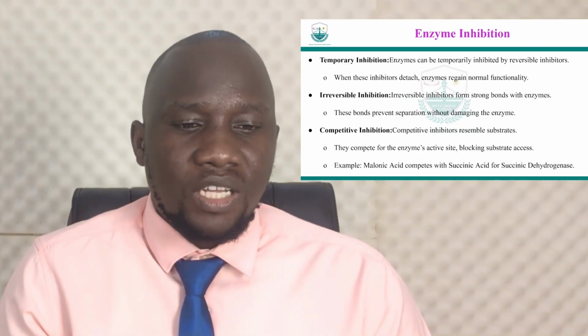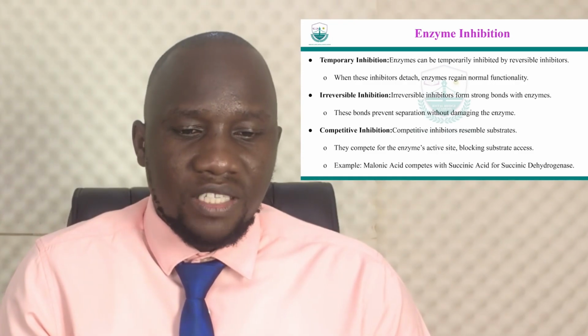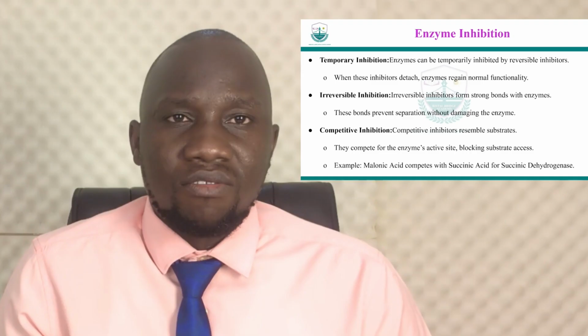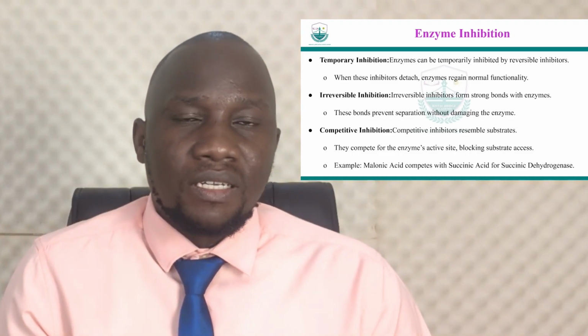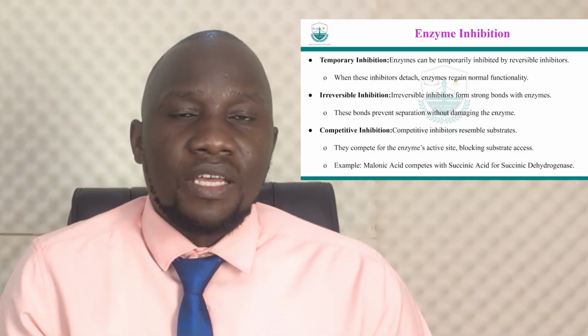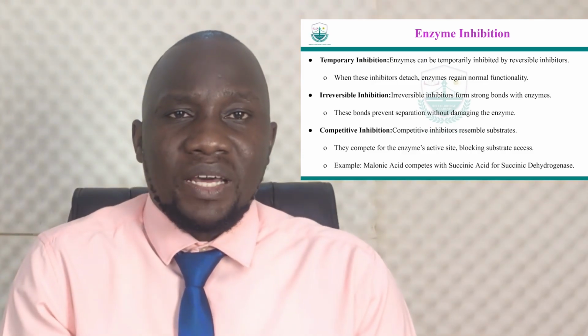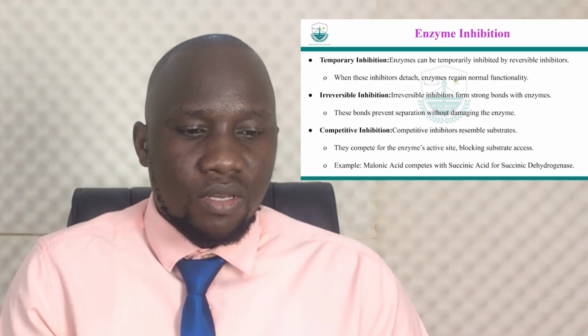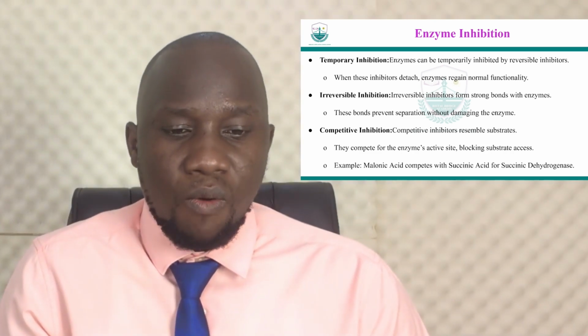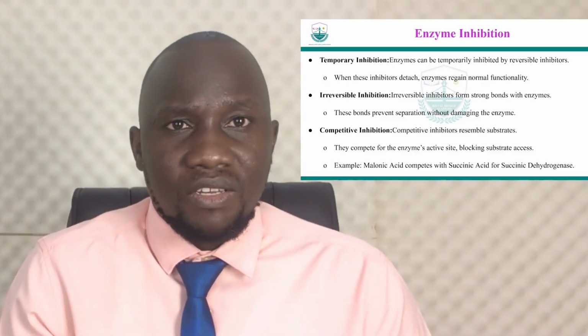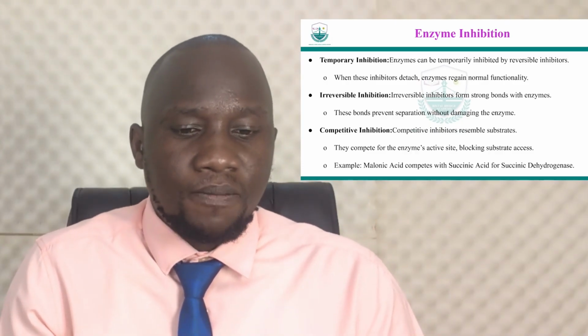Okay, so temporary is what I've just explained. Irreversible means strong bonds between the enzyme and the inhibitor, and therefore you can't have separation of the enzyme from the inhibitor, and therefore you're going to have permanent inhibition there, which is basically irreversible. Because if that separation happens, they damage the enzyme and the enzyme will no longer be able to work.